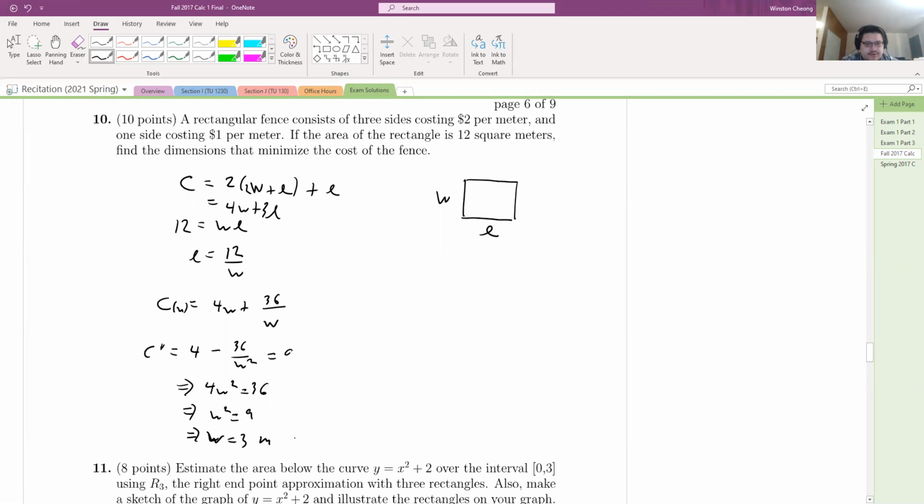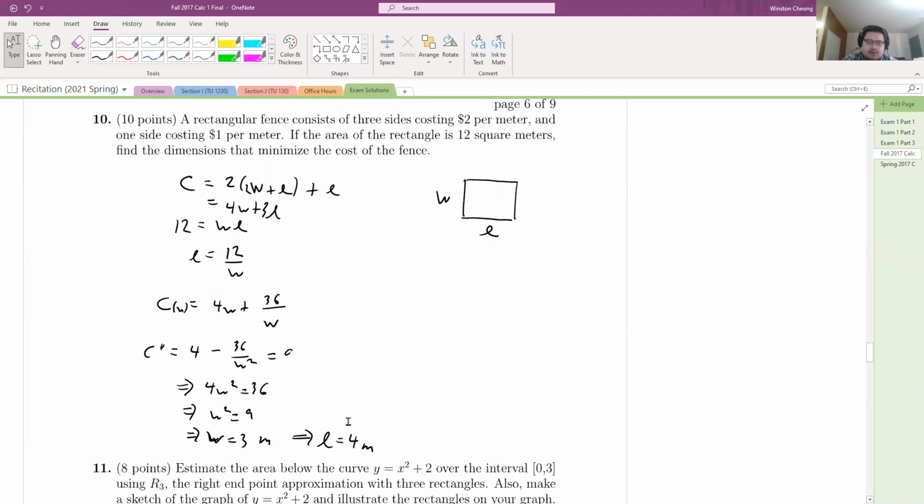And if W is equal to 3, that tells us that the length is going to be equal to 4 meters just by using the equation L is equal to 12 over W. And so this should be the dimensions that would minimize the cost.